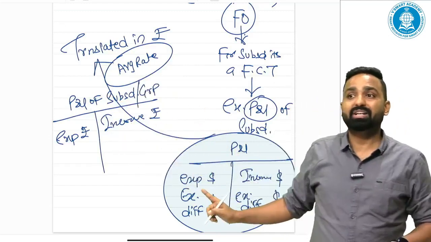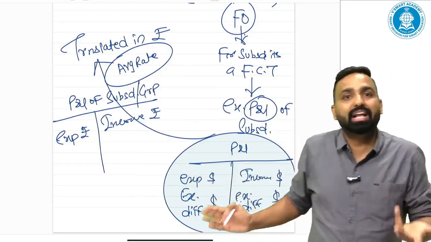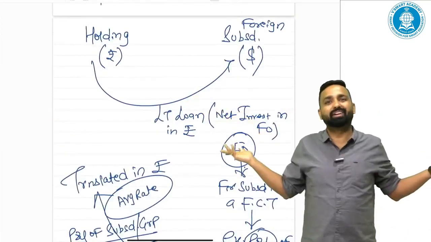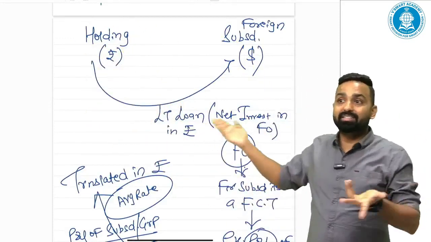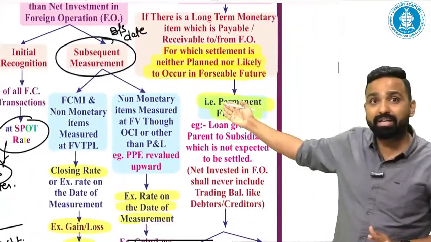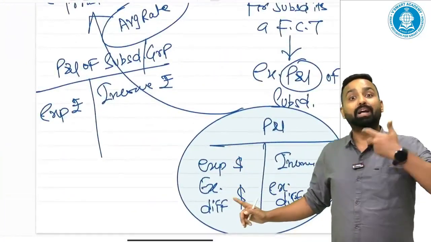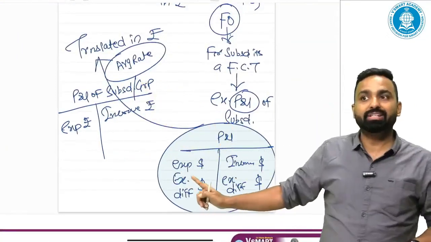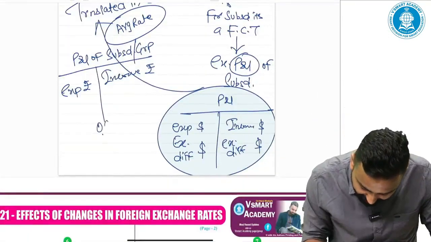Why? Because this exchange difference is an unrealized profit or unrealized loss. It is not actually the realized one. Why? From the group's point of view, it will never be settled. The loan will never become settled. It is a net investment in foreign operation. What is the meaning of net investment in foreign operation? Permanent funding. Since the loan will never get settled, the exchange difference will become an unrealized gain or loss. And Ind AS says that from the group's point of view, this exchange difference after translation will not be transferred to P&L, it will be transferred to the OCI.